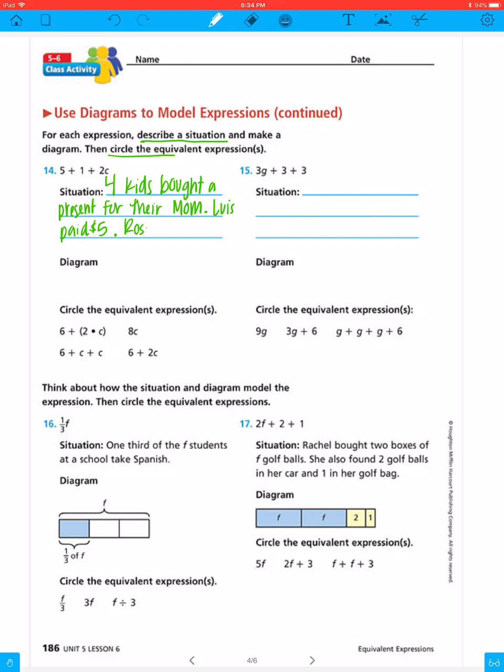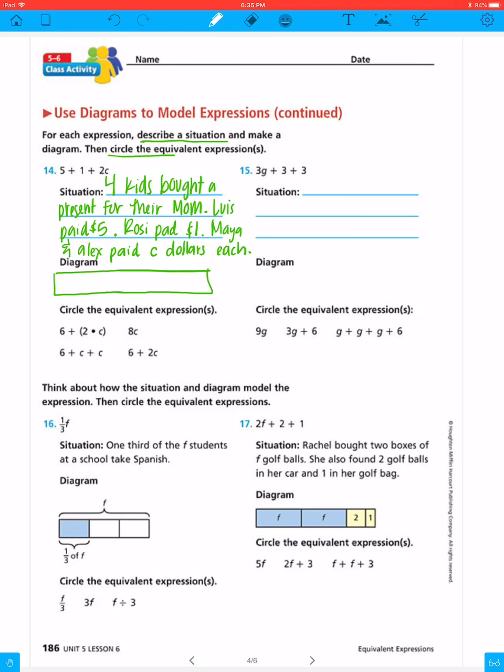And let's see, Rosie, she paid $1. Maybe she was like, I don't have enough money, and I misspelled paid on there. But I got $1 and I can give you. So Maya and Alex, they're the youngest, but they give money. They paid C dollars each. We don't know how much they paid, but they paid C dollars. Could be $5, could be $10. So I would write that: 5 plus 1 plus 2C.